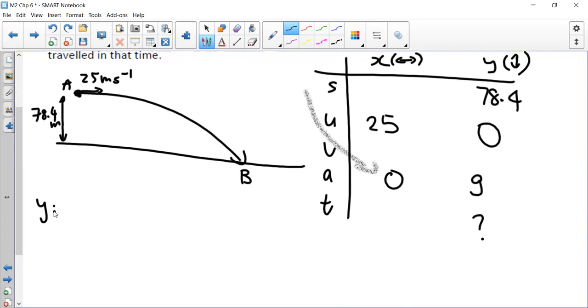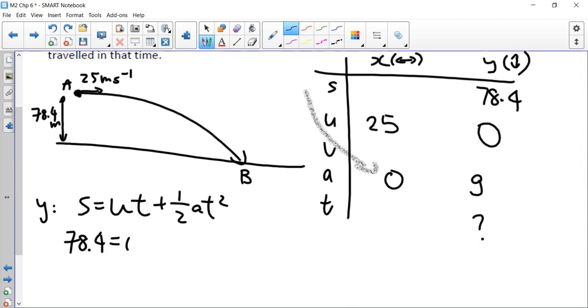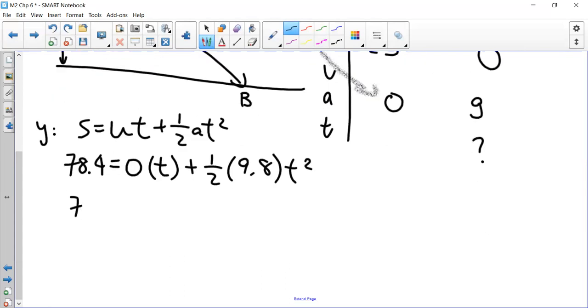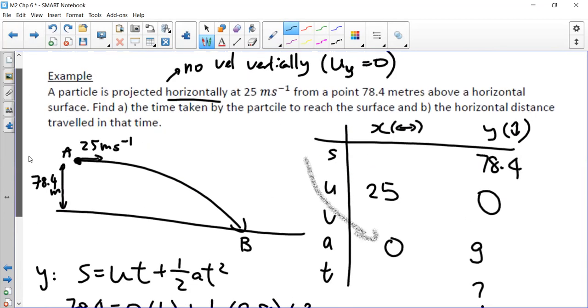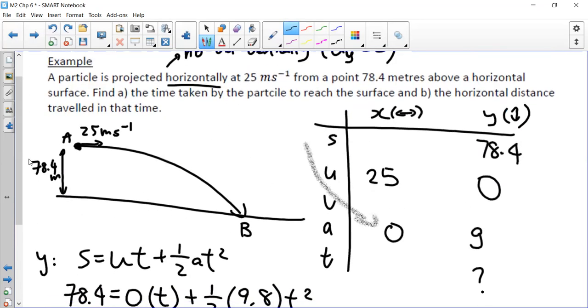The formula that connects S, U, A, and T is S equals UT plus a half AT squared. S is 78.4, U is 0, T is unknown, plus a half times A, which is 9.8, times T squared. 0 times T is 0, and half times 9.8 is 4.9 T squared. Divide by 4.9, then square root, and T gives you 4 seconds. So T equals 4. Part A done. Part B: find the horizontal distance traveled in that time.